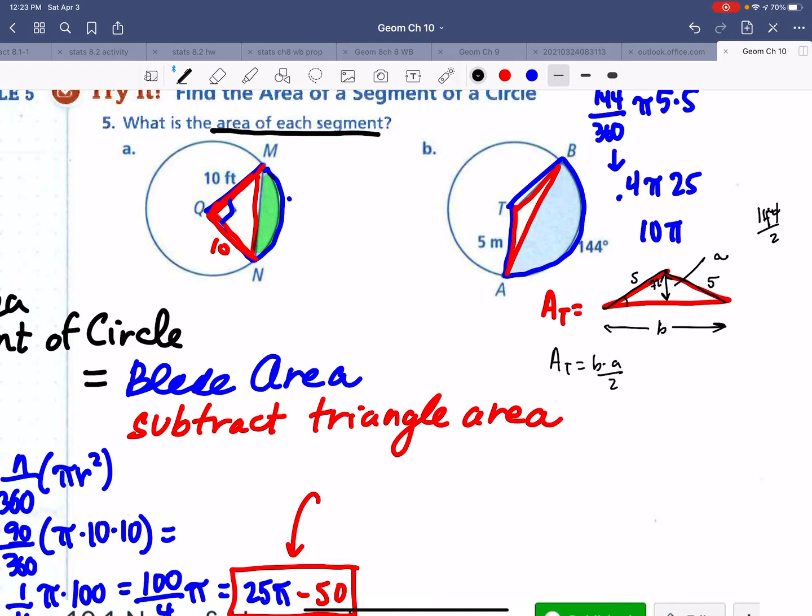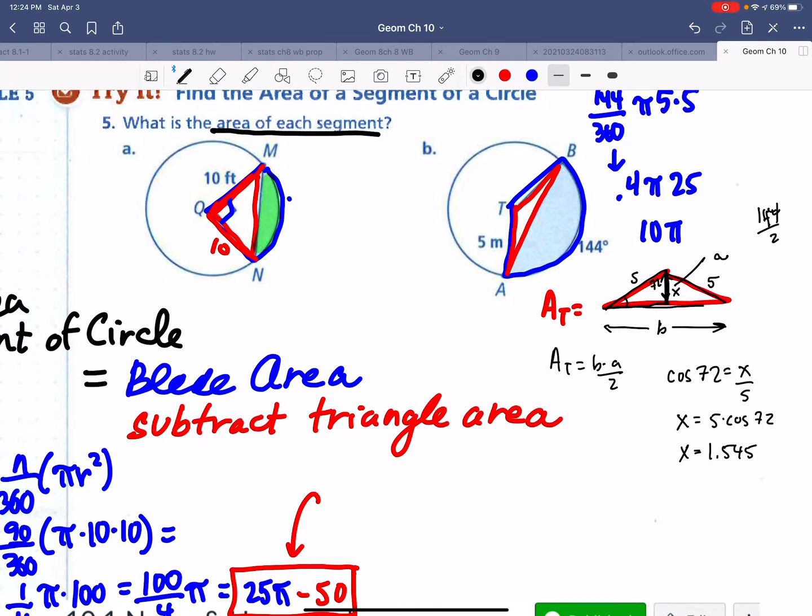So I think I'm going to have to use trig here. I don't know that, so I'll make that the part I don't know. And I can say that the cosine of 72 degrees is x over 5, and that would give me x, or my altitude. So x is equal to 5 times the cosine of 72. So 72 cosine times 5, I get 1.545.